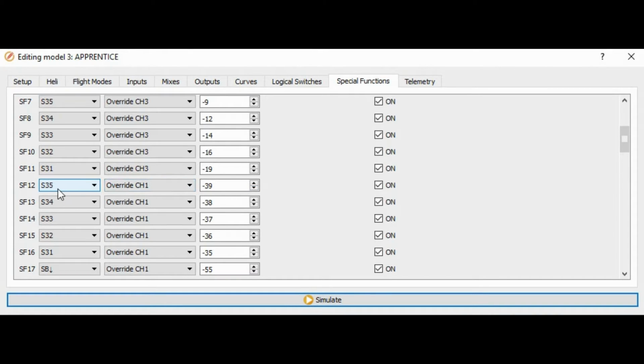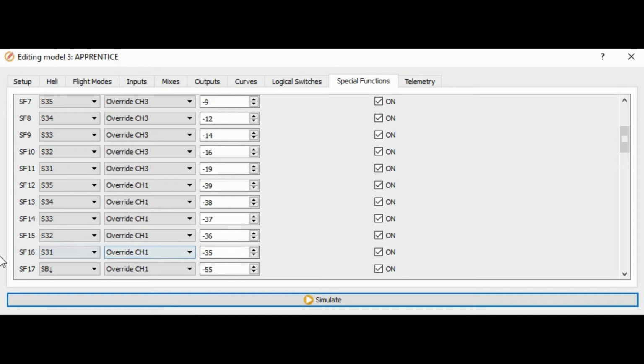And so we have channel S35, this one is going with 39, minus 39, minus 38, minus 37, minus 36, and minus 35, which are going. Minus 100 is totally shut off the power, so it has to go the other way around.